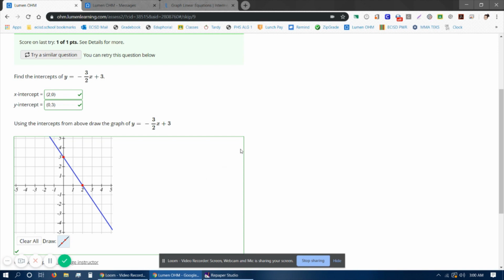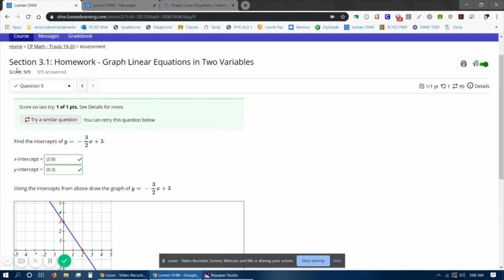And that's how you do section 3.1 homework, graph linear equations in 2 variables.